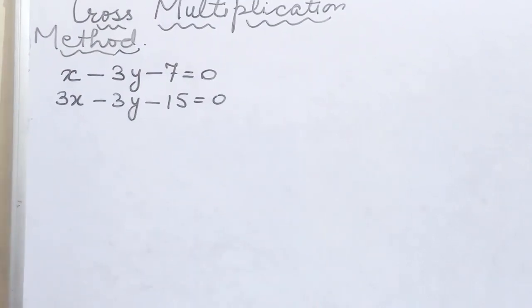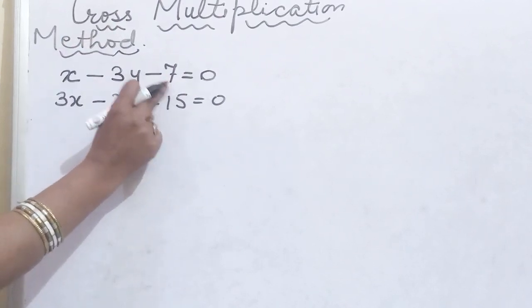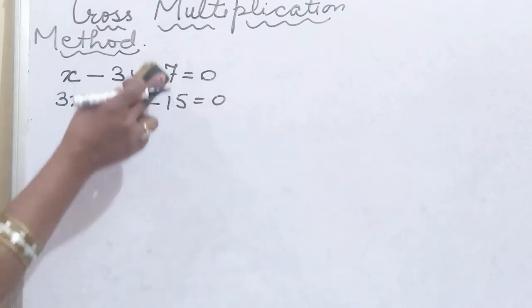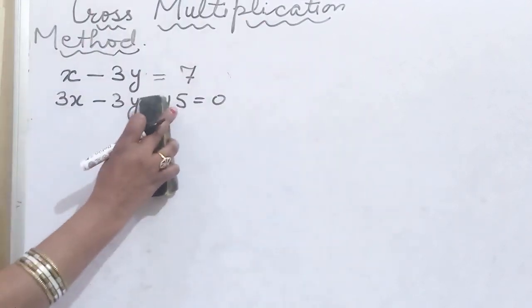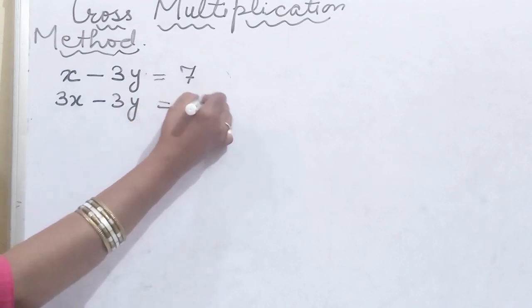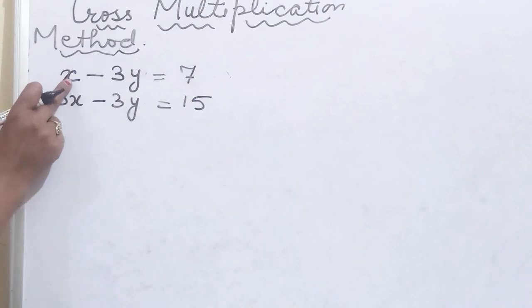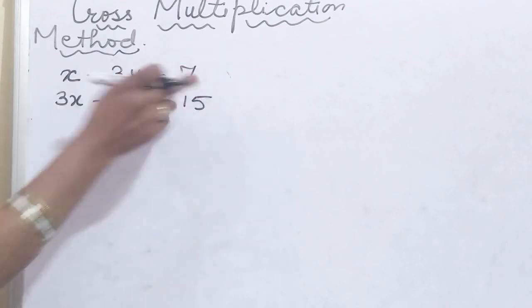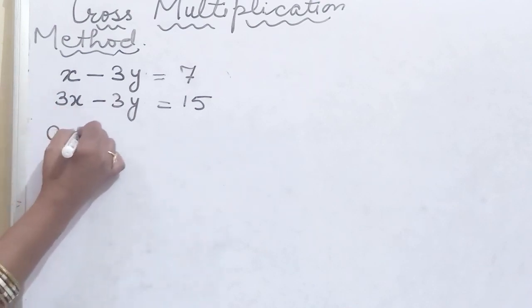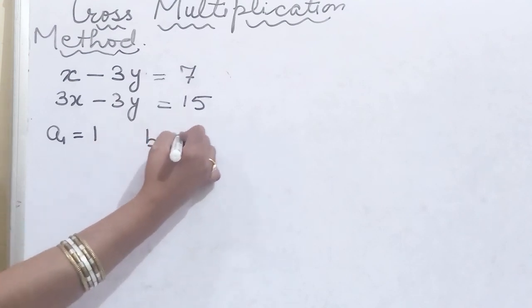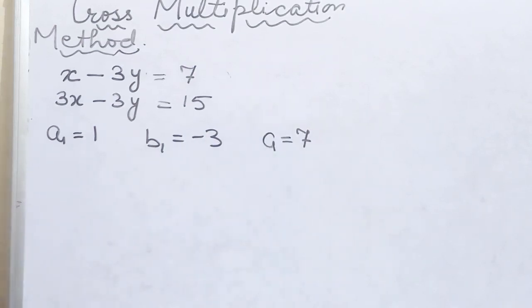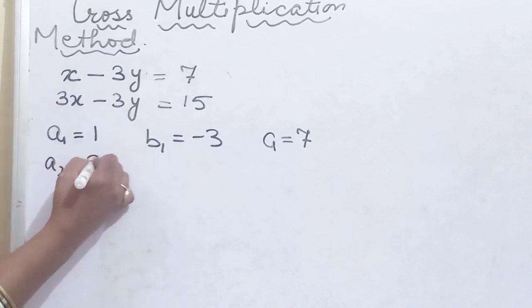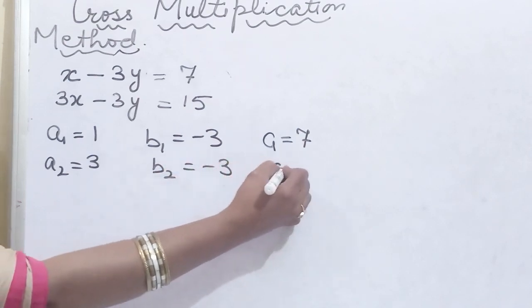Now, for applying this method, first we have to take the constant terms to the right-hand side. If I take minus 7 to that side, it becomes equals to 7, and minus 15, if I take it to that side, becomes equals to 15. Now I have to write the coefficients of x, y and the constant term in this way. A1 is the coefficient of x, B1 is the coefficient of y, and C1 is the constant term. Similarly, from the second equation, A2 is 3, B2 is minus 3, and C2 is 15.